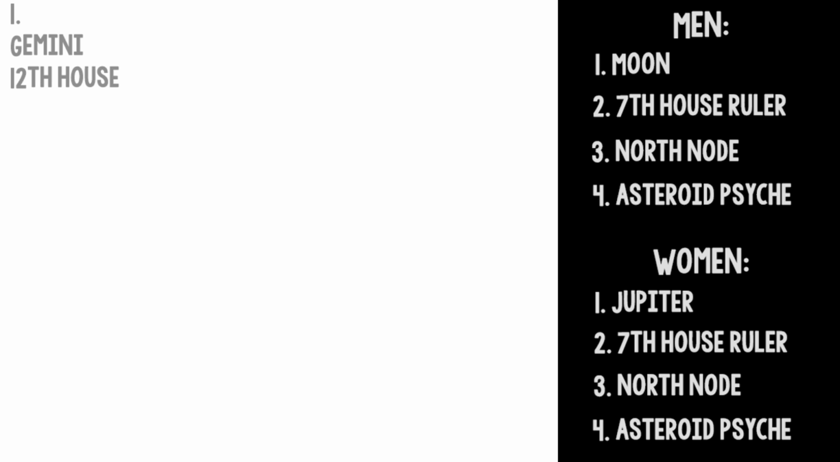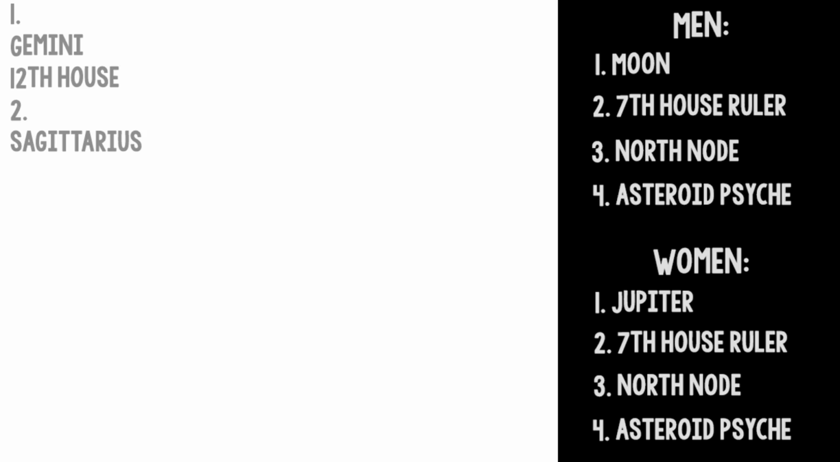And men, you will list the sign of your moon and the house placement. Okay? And then next you're going to look at your 7th house ruler. So my 7th house is in Sagittarius, so I'm going to list that out. All right? And then next you're going to look at your North Node, sign and house.